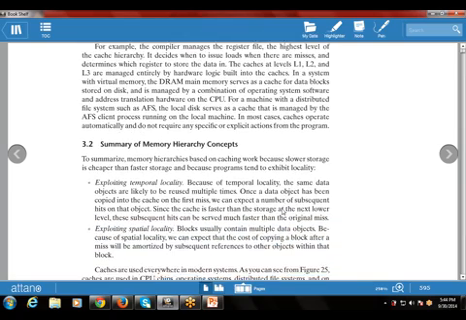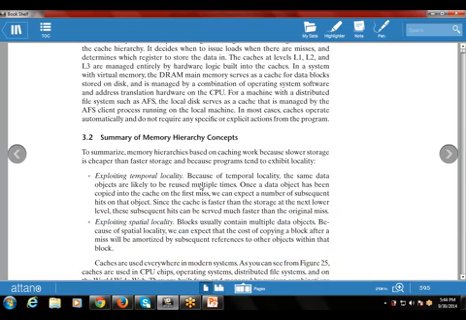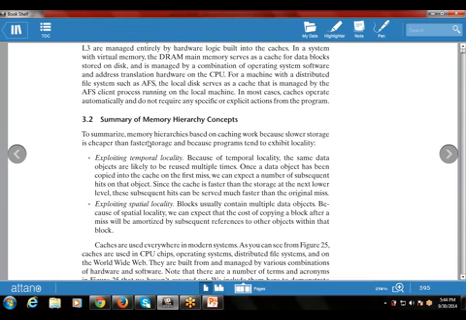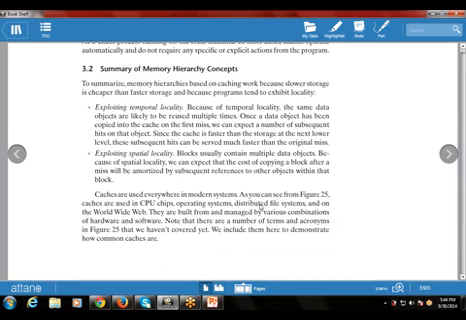Then a summary of the memory hierarchy concepts that we have covered. To summarize, the memory hierarchy based on caching works because slower storage is cheaper than faster storage and because programs tend to exhibit locality. So this is why we use the memory hierarchy or cache memory: exploiting temporal locality and exploiting spatial locality. That is the main advantage.